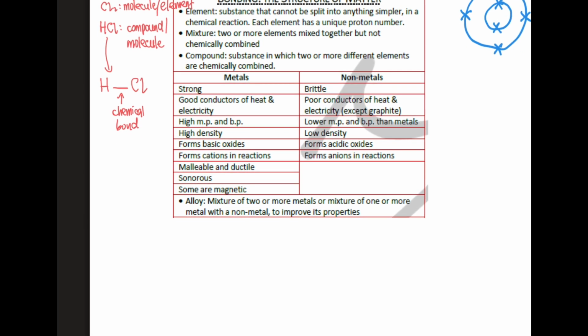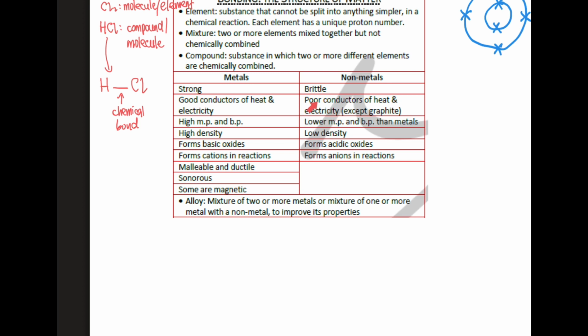Now we have metal and non-metal. Let's see the characteristics. Metal is strong, compared to non-metal which is brittle. Brittle means it can break down into pieces. Metals are good conductors of heat and electricity. For example, copper can conduct electricity, and it is used in wires. Non-metals are poor conductors of heat and electricity.